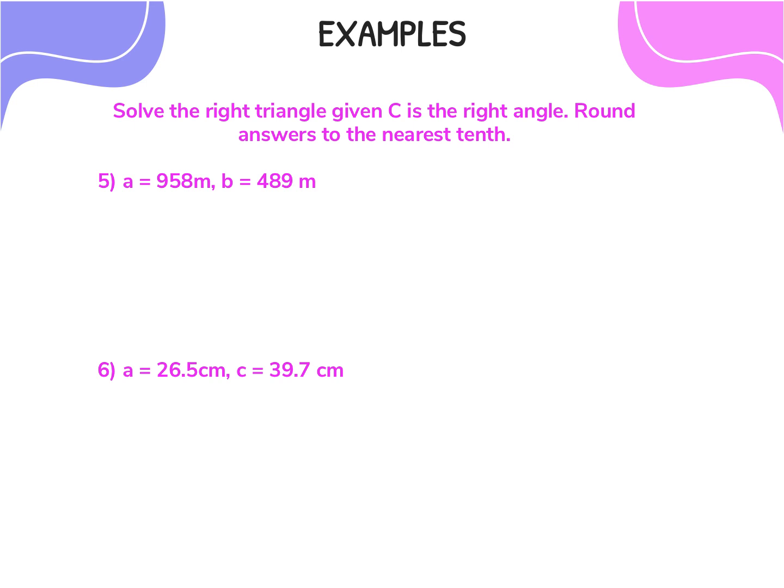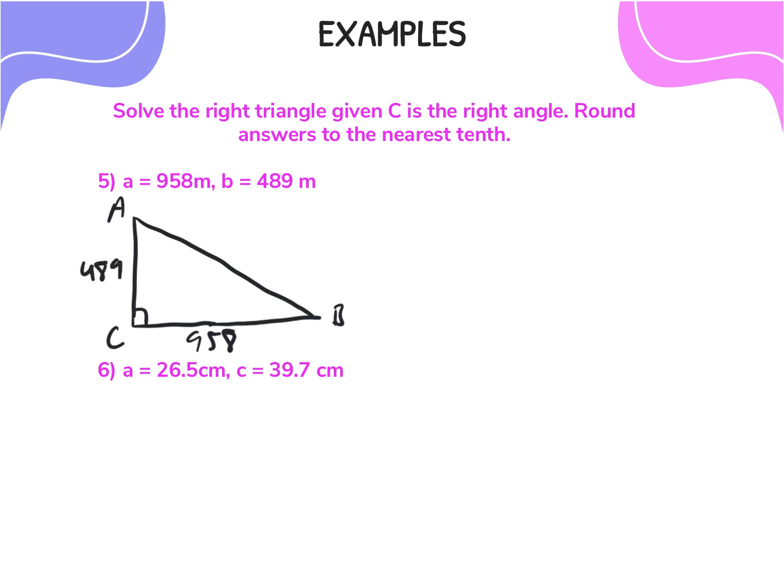All right, so we're going to try some more problems. You're going to see that this one's a little bit different, because when we draw and label the triangle, we don't have the same information as before. I'm going to say my right angle C is right here, this is angle A, this is angle B, and we're given side A is 958 meters, and my side B is 489 meters.